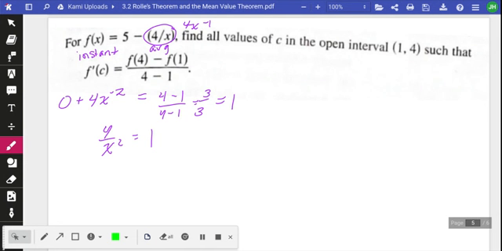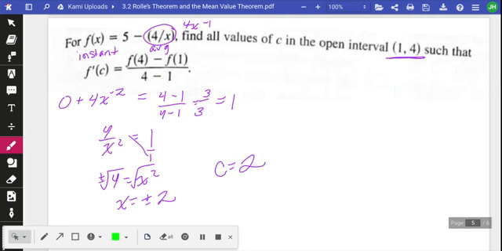I would solve this by thinking of 1 as a fraction of 1 over 1 and cross-multiplying and solving. So that I have 4 equals x squared, and I will square root both sides. Remember, when you square root both sides, you have plus or minus. So I will have x is equal to positive and negative 2. Now, you have to have a c value in this interval. So the negative 2 is not in the interval. So I will just have c equaling the positive 2, because that 2 is in the interval. Negative 2 is not in the interval. So my answer is just that single value, c.